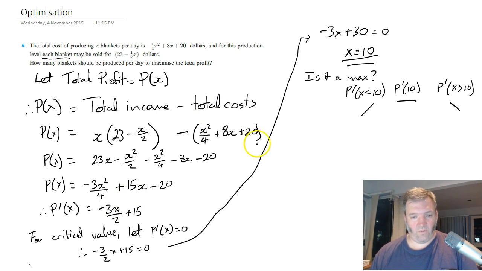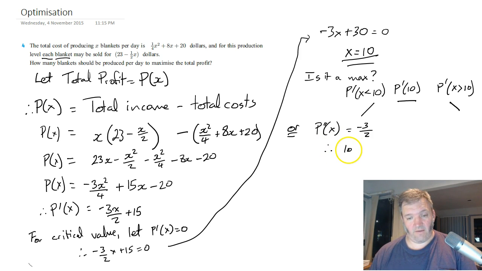So that would work. Or what's your other way of checking if it's a maximum? Let's do the second derivative. The second derivative is negative 3 over 2. Therefore, I have a local maximum, because I know that my gradient is going to be decreasing. So first derivative 0, second derivative negative, must be a local maximum.